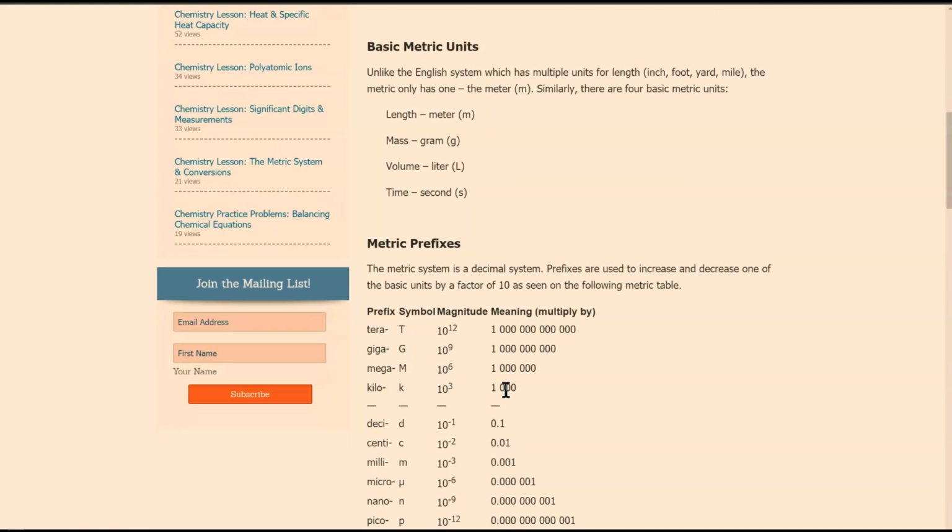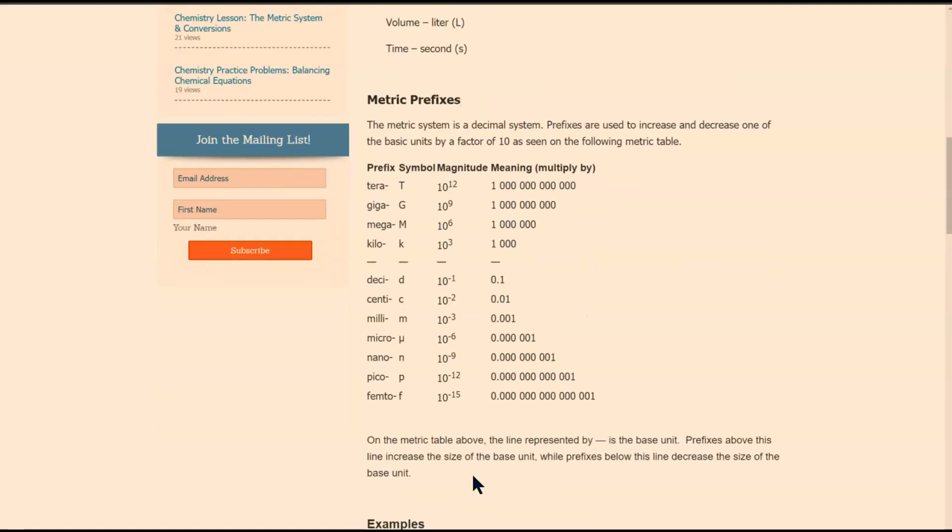10 to the 6th, the mega, that would be 1 million. Mega is 1 million. So if you had a megaliter or megagram or a megameter, you would have 1 million of those meters, grams, or liters. So those numbers simply represent the number of zeros.